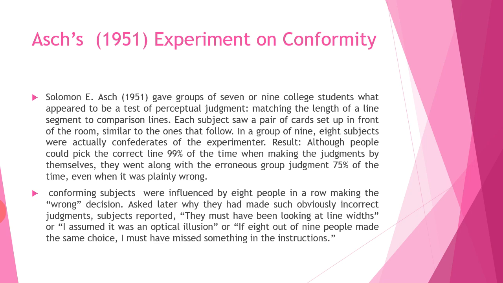The conforming subjects were later asked why they had made such obviously incorrect judgments. They said they must have been looking at line widths, or they assumed it was an optical illusion, or if 8 out of 9 people made the same choice, they must have missed something in the instructions. So Asch obtained the conformity effect through this experiment.